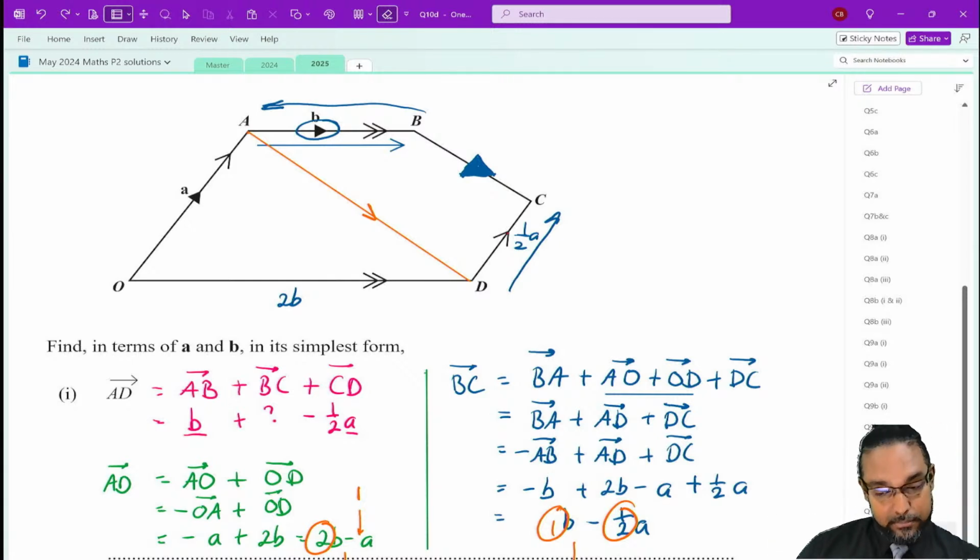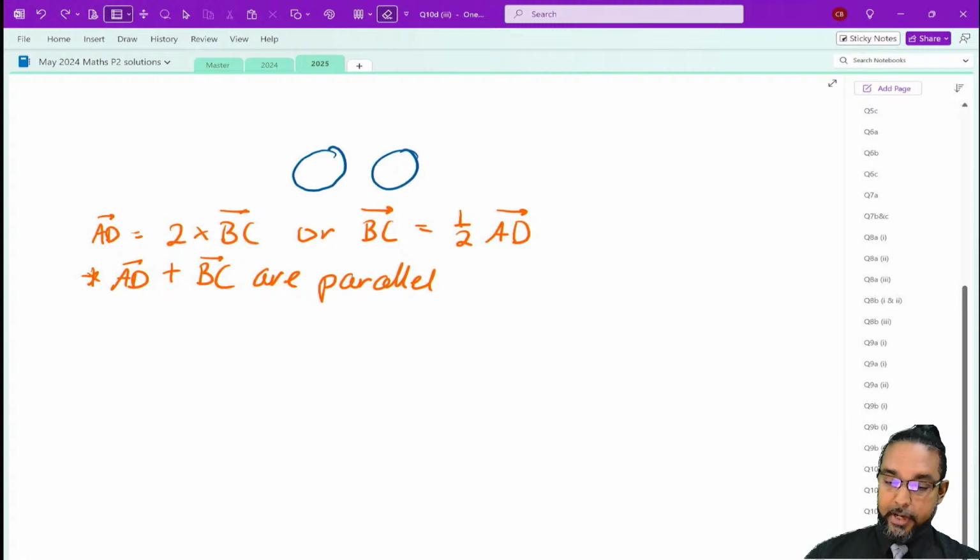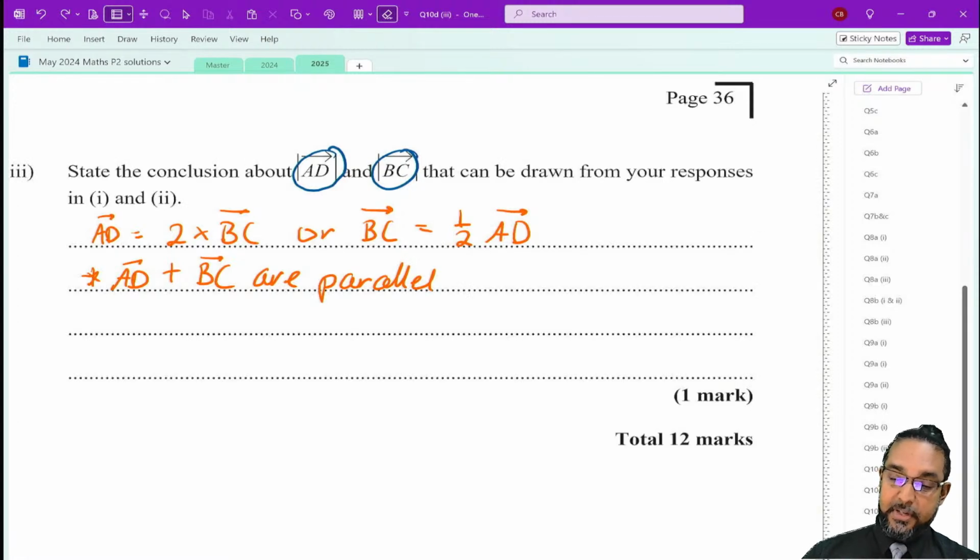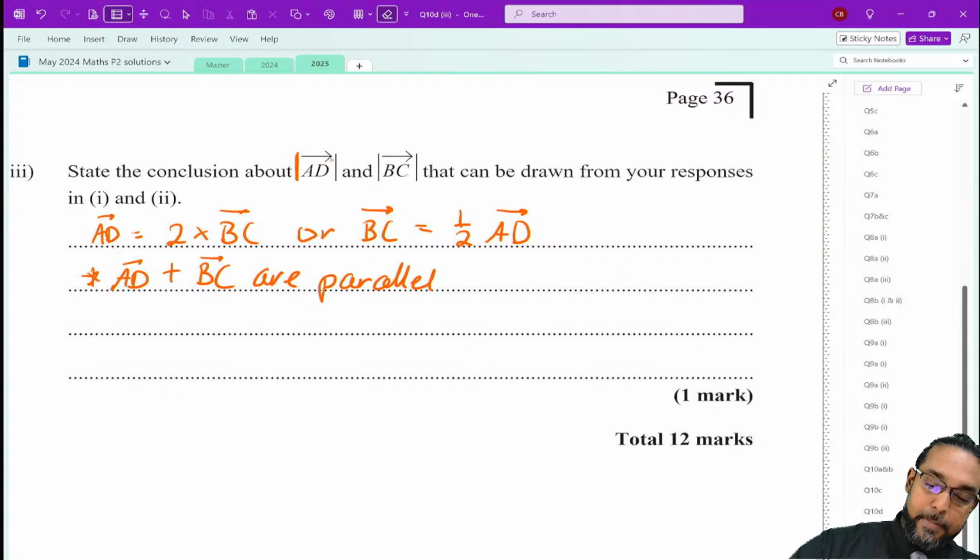But, I mean, it does look that way, right? But the calculations bear it out, okay? So again, AD is equal to 2 times BC, or BC is a half of AD, and therefore AD and BC are parallel. But they were more asking about, you see these 2 little vertical strokes here in front that contain the vector? That's talking about the magnitude.